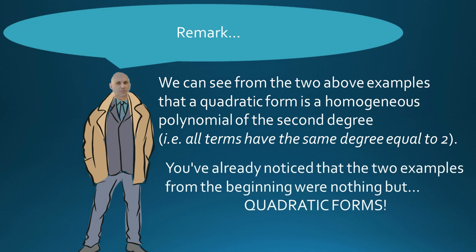Remark. We can see from the two above examples that a quadratic form is a homogeneous polynomial of the second degree. All terms have the same degree, equal to 2. You've already noticed that the two examples from the beginning were nothing but quadratic forms.